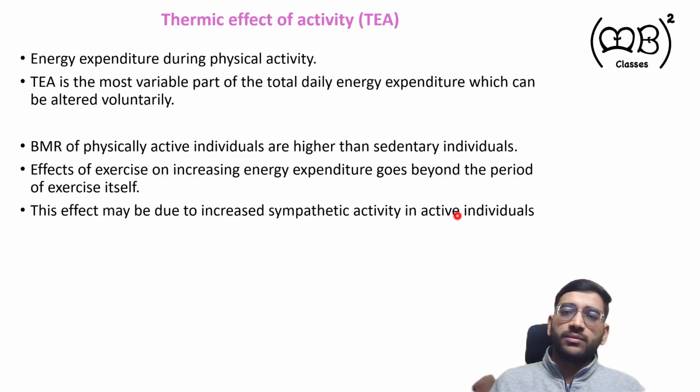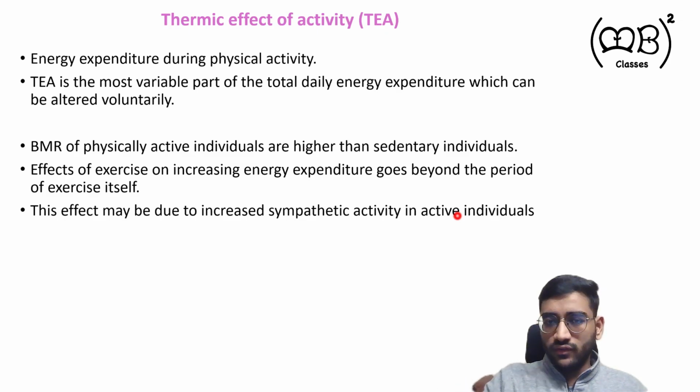Going into the thermic effect of activity. As I already said, the thermic effect of activity is the energy expenditure during your physical activity, which is the most variable part and which can be controlled voluntarily. You can increase the thermic effect of activity to cause a negative energy balance. The basal metabolic rate of physically active individuals is higher than that of sedentary individuals.